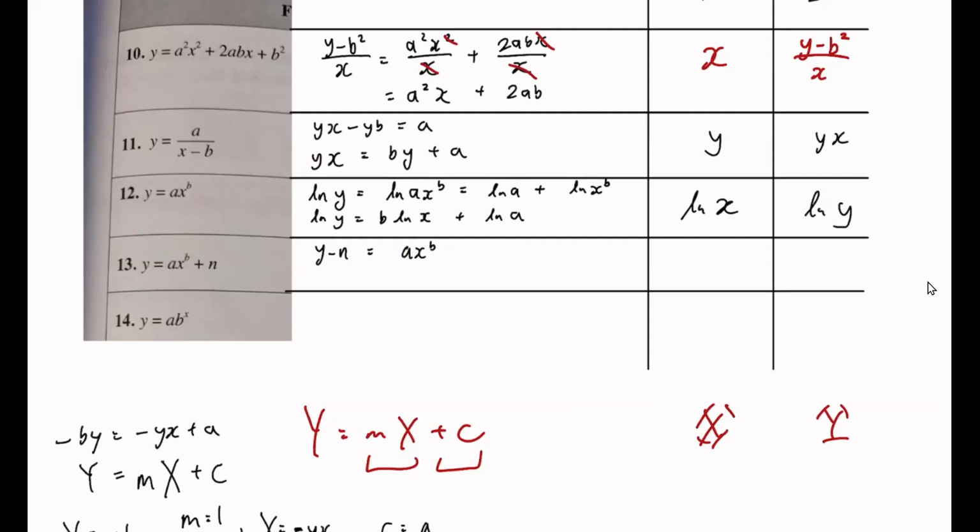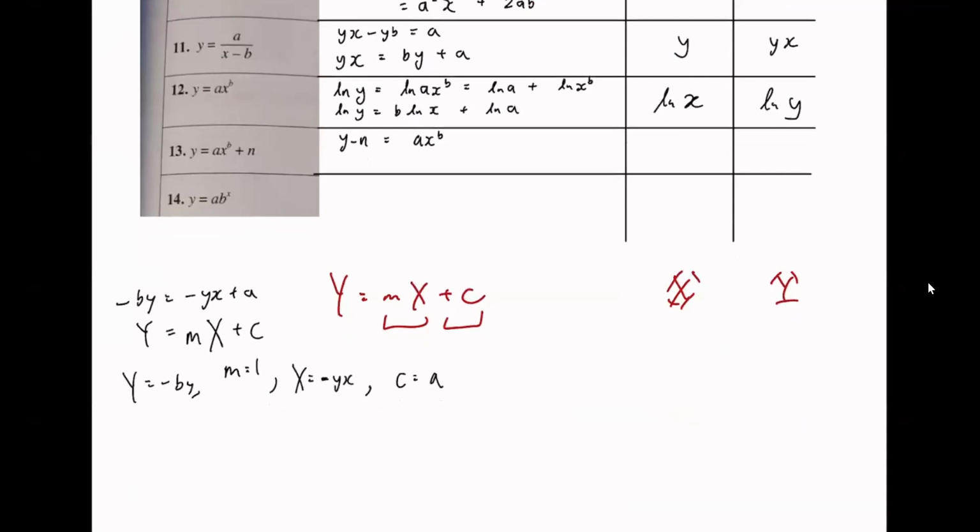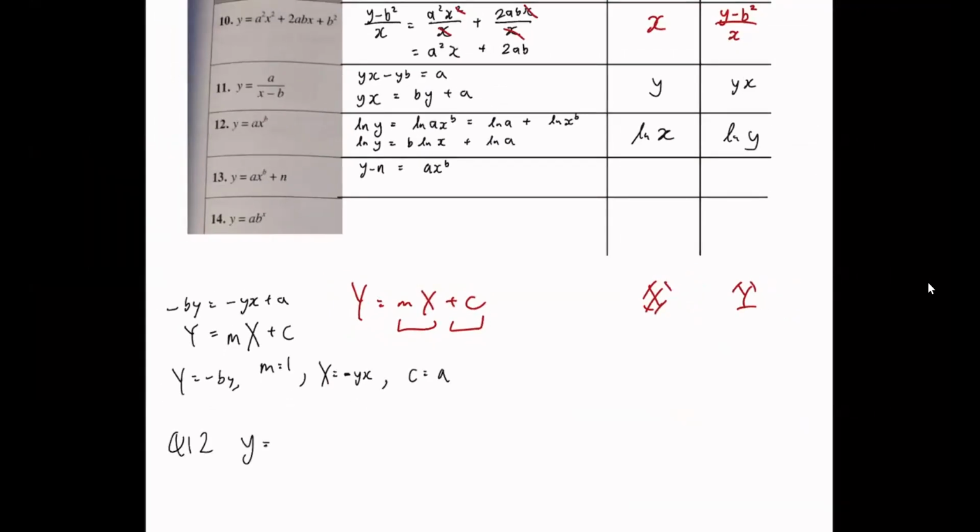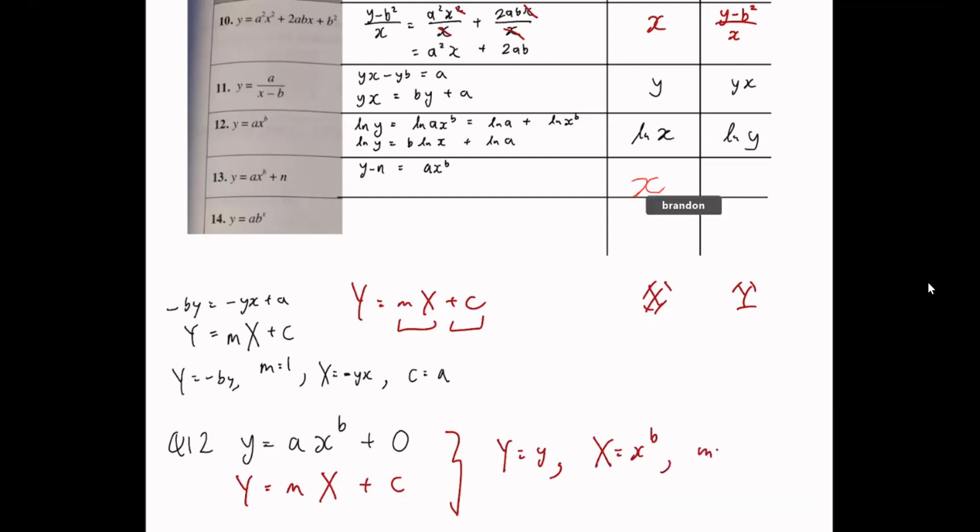Actually, let me see. There is another way. Sorry. Let me share the other way for part 12. Actually, there's a simpler way for part 12. It's just plus 0, right? So isn't it just y equals mx plus c straight away? So the capital Y is little y. The capital X is x to the power b. M is a, c is 0.